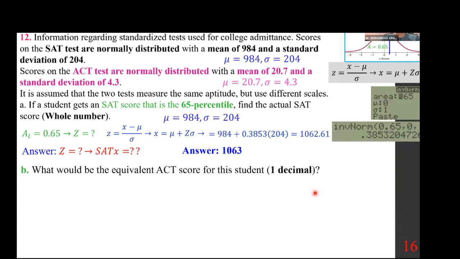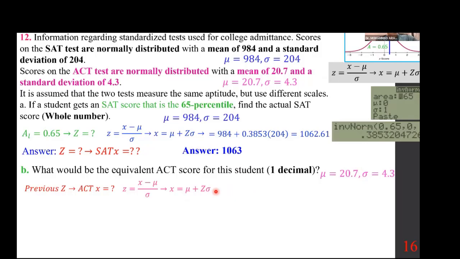What would be the equivalent ACT score for this student? Well, we do the same thing, x equals mu plus z sigma, where mu and sigma come from ACT, and the z, we just found it here. So previous z, that means this one we just found, using the same z getting to x, but this time mu and sigma come from ACT. I hope everybody is clear as to what steps we are taking.